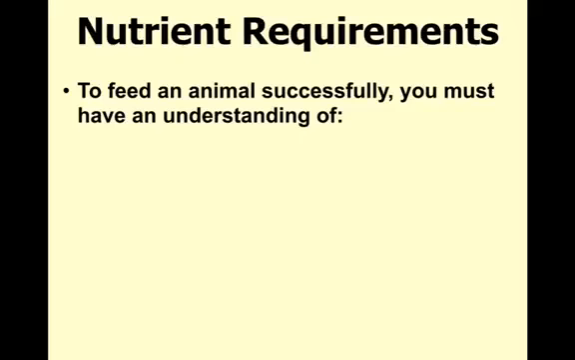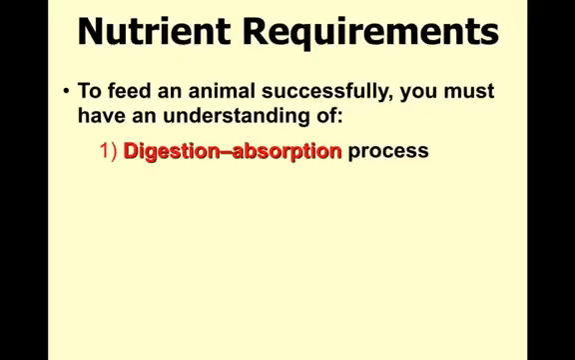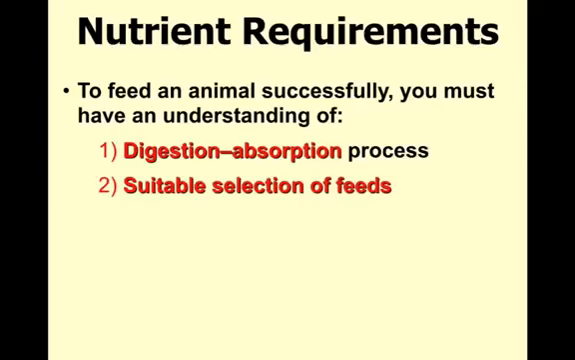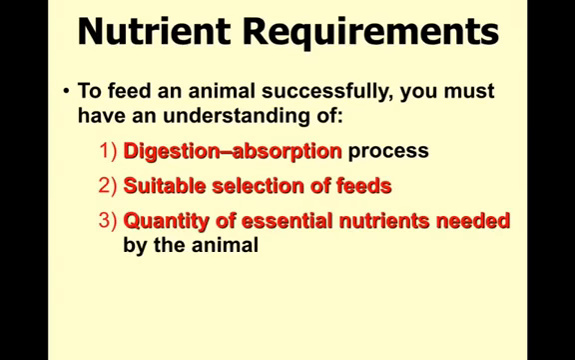If we're going to feed animals successfully, we have to have an understanding of several things. One is the digestion and absorption process. How do they utilize the food that you give them? We covered that during the first week of this semester when we evaluated the digestive systems of the variety of animals we're going to be working with. We then spent the next couple of weeks looking through the different types of feeds we have to work with and understand which feeds can be used for different species. Now we're going to be able to start utilizing that information once we understand the quantity of nutrients needed by the animal. We are now at the point that we can start balancing rations once we understand what nutrients the animals require.